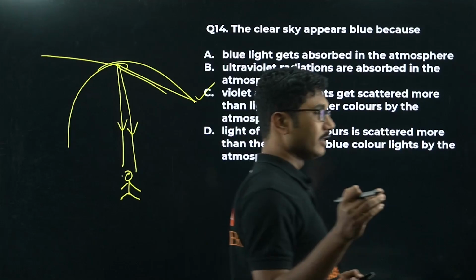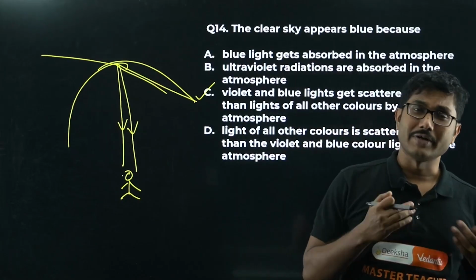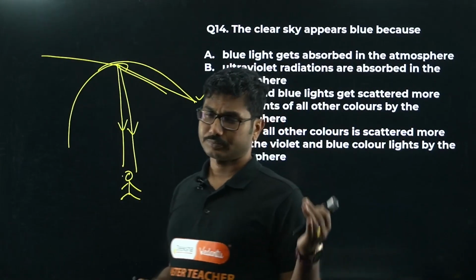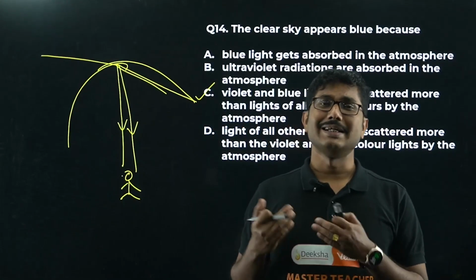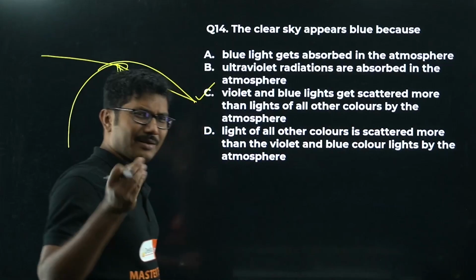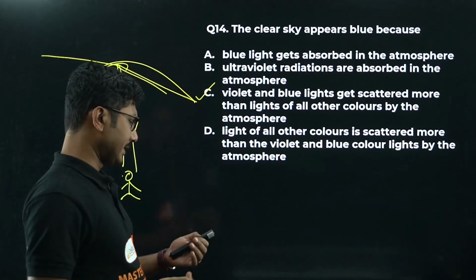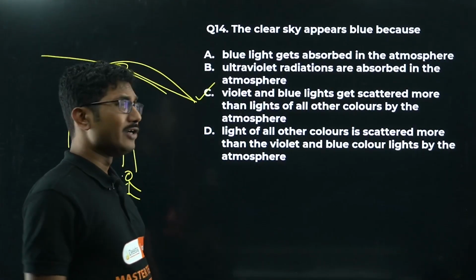Sorry, not violet and indigo. Blue and indigo are very close to each other. That's why they sometimes are interchanged. We say the color of the sky is indigo, right? But it is blue or bluish indigo, whatever you might say. There is not much difference between indigo and blue.